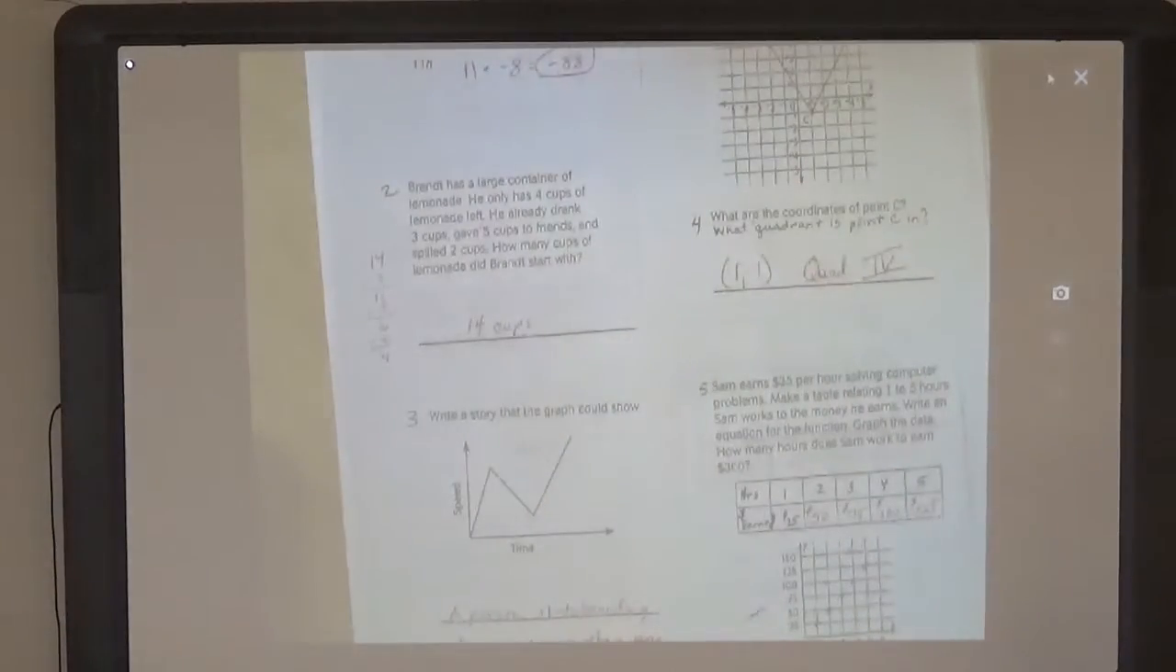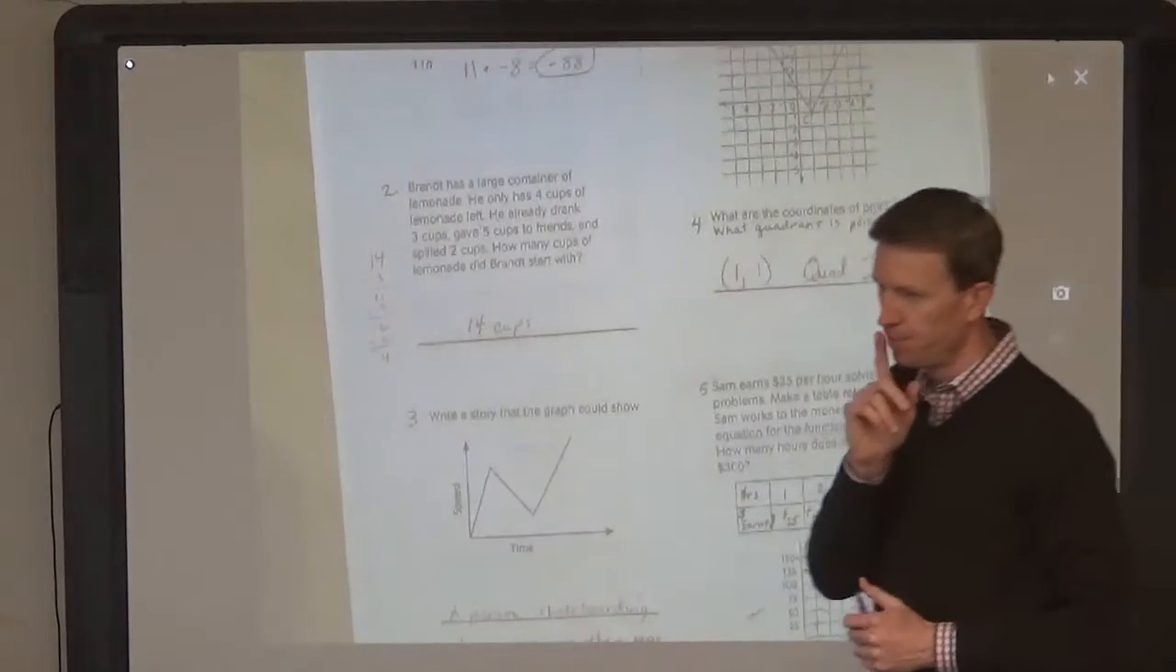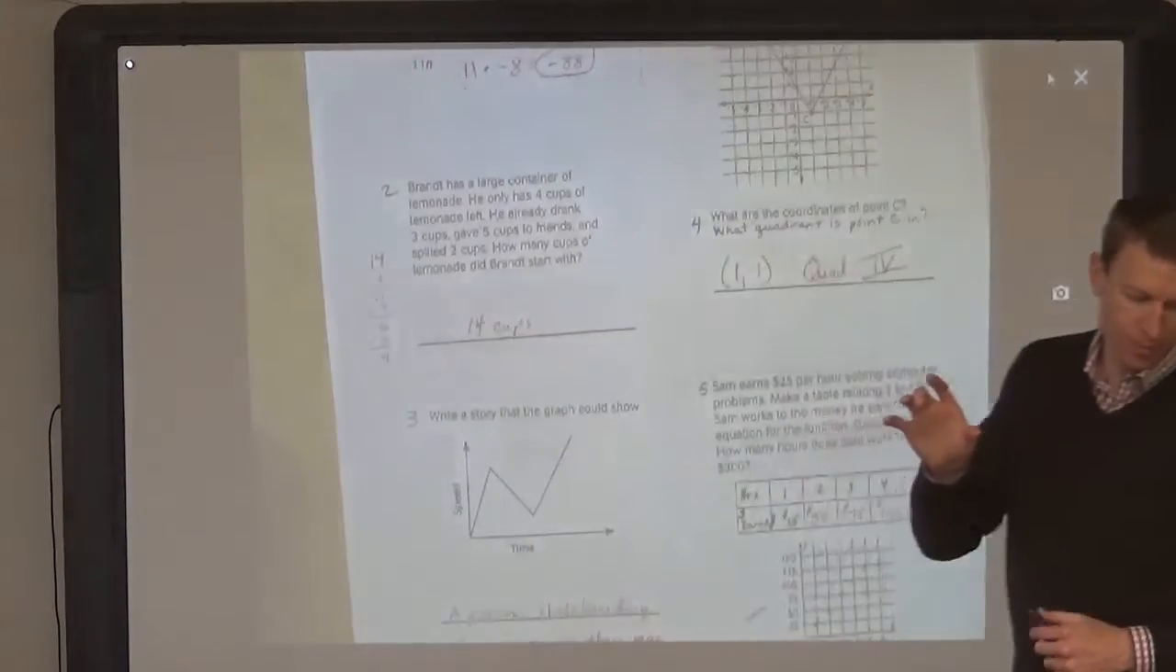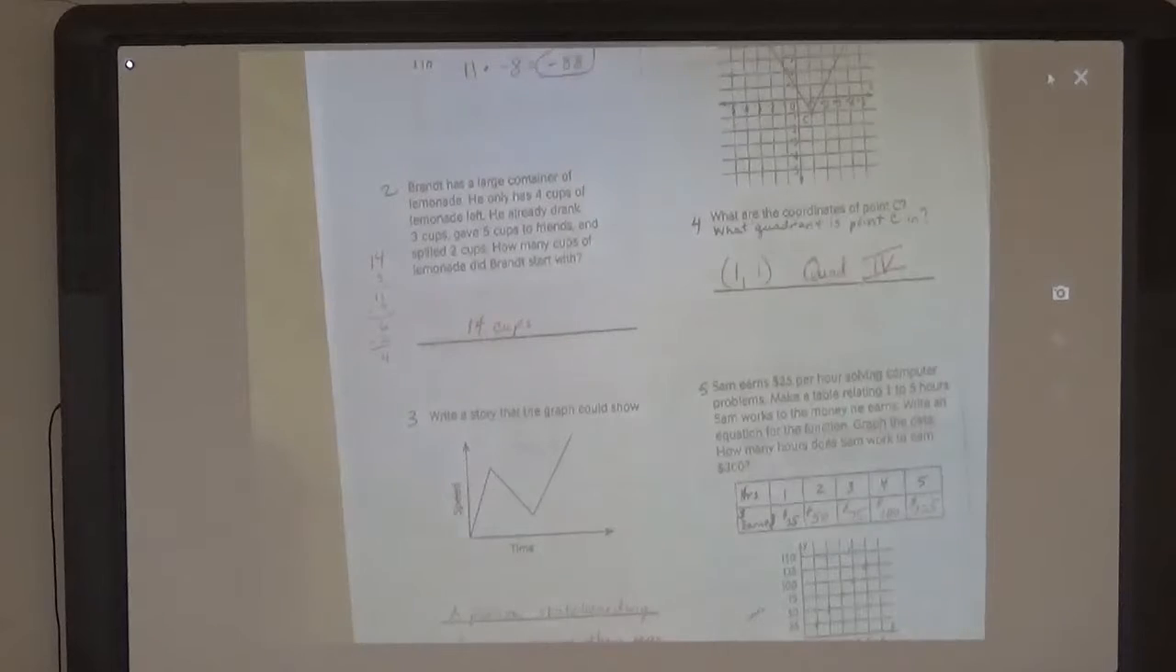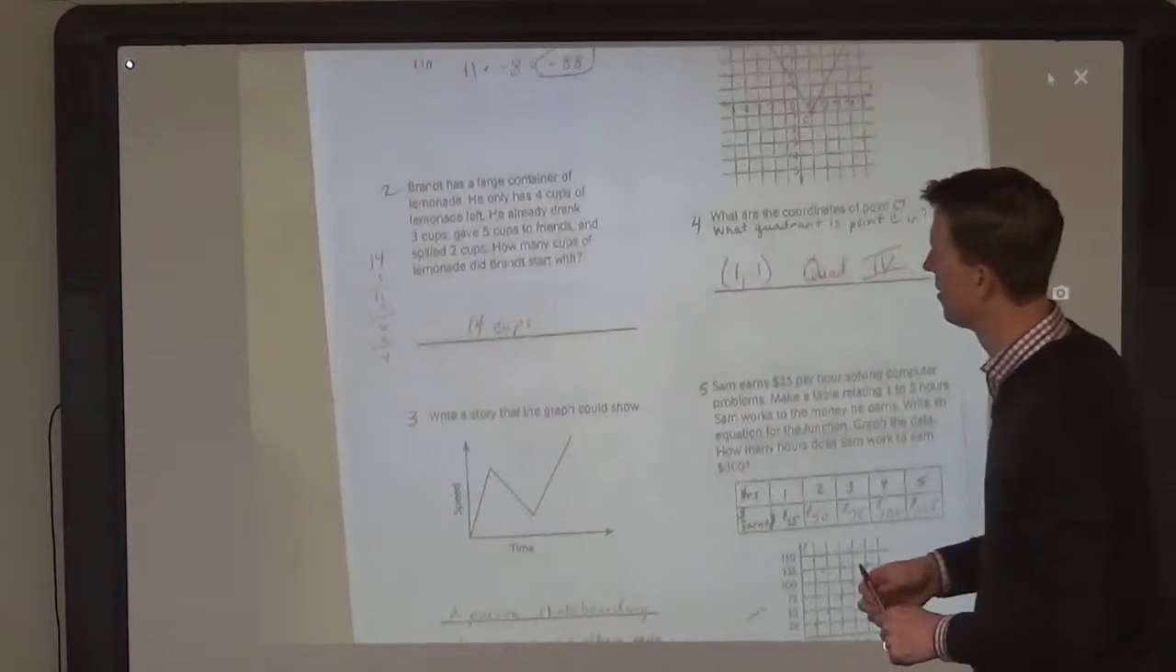And sometimes, stop talking please, when I'm teaching you. Sometimes working backwards is the best strategy to use when you're solving a problem like this.